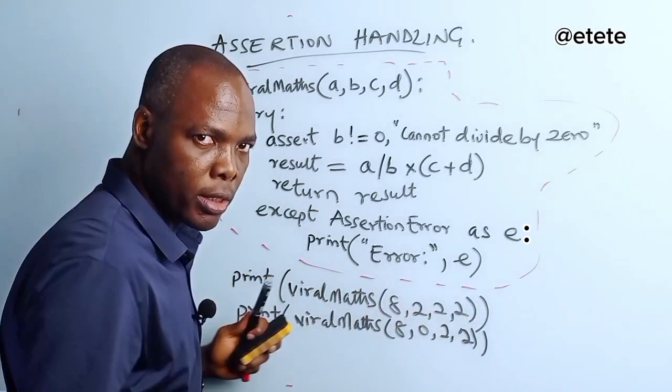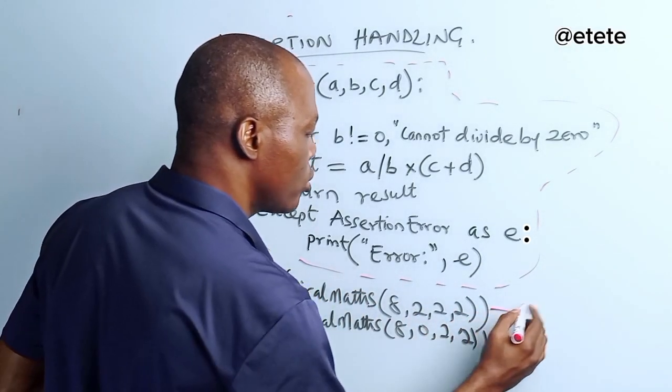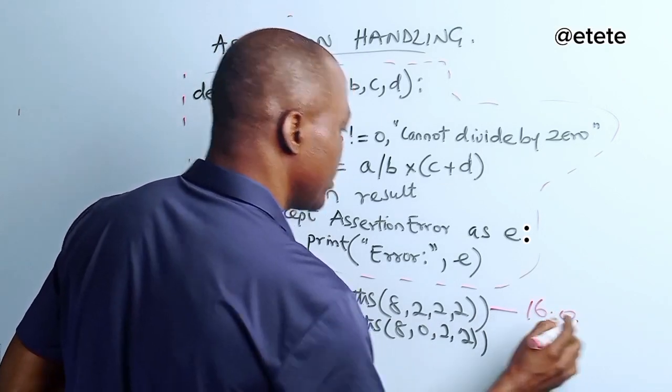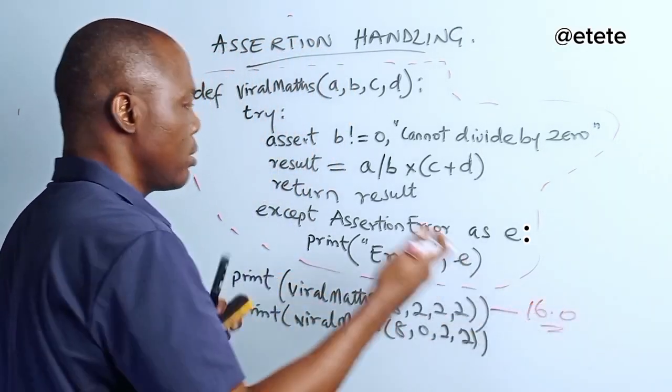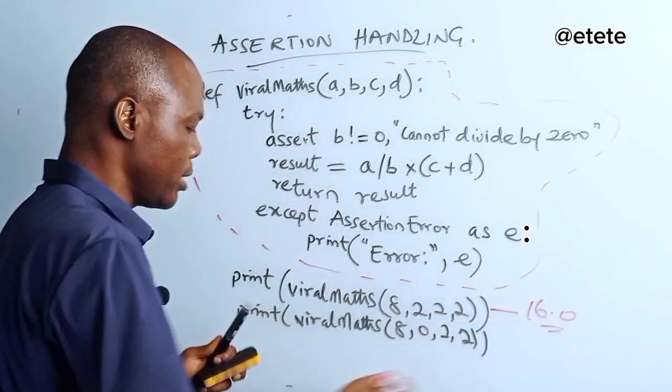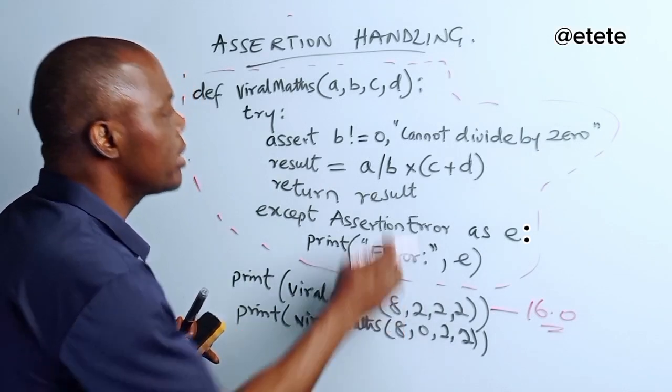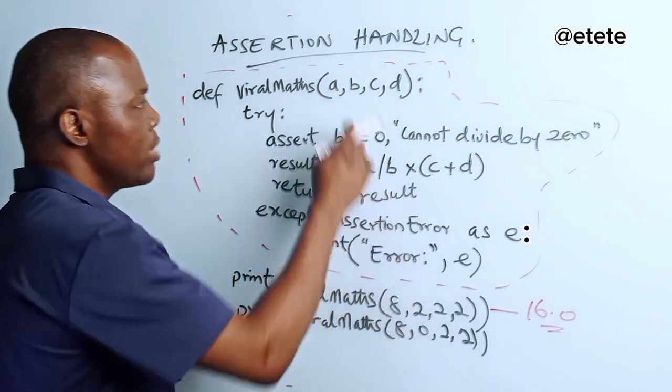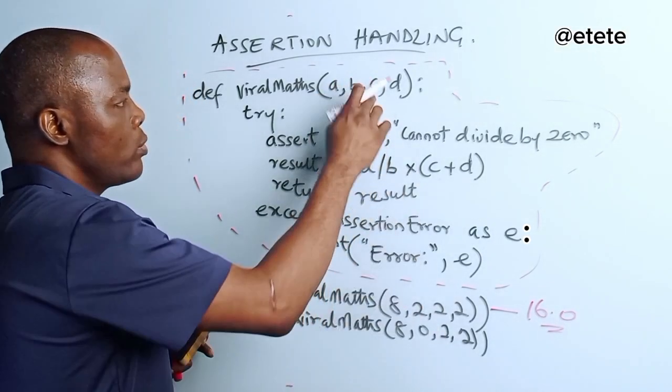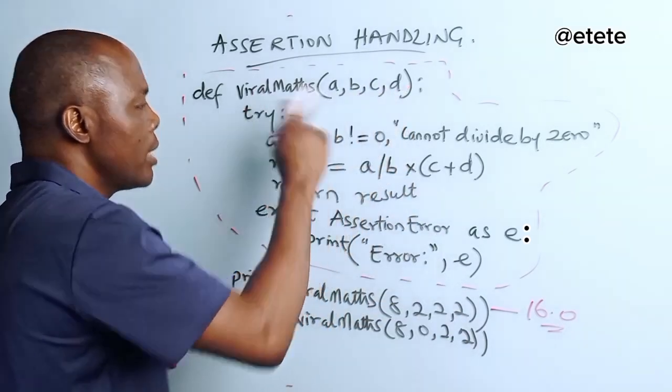So this first one, we are already familiar with that. It's going to give me 16.0, right? Because it's a float. If I convert it to integer, it will be 16. Now the second one: 8 will be given to A, 0 will be given to B, 2 will be given to C, and 2 will be given to D. Then it will come in.